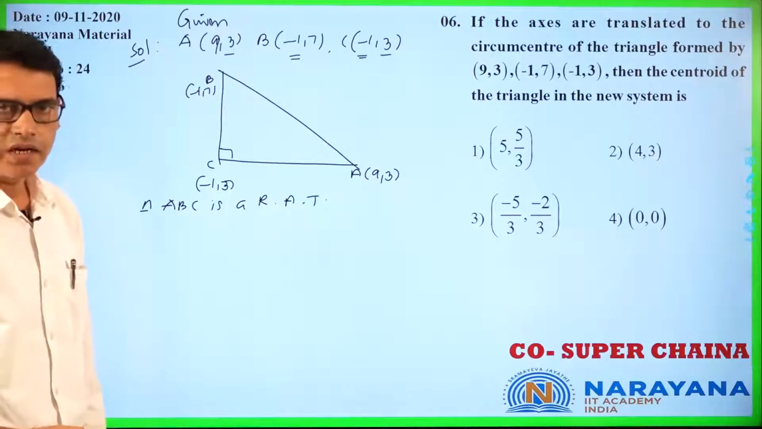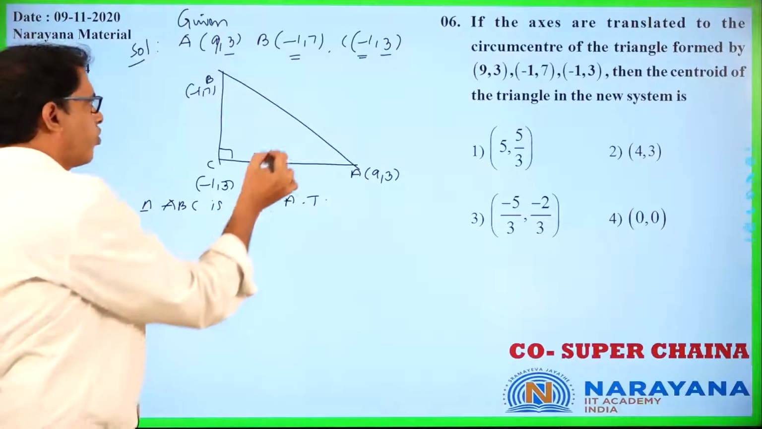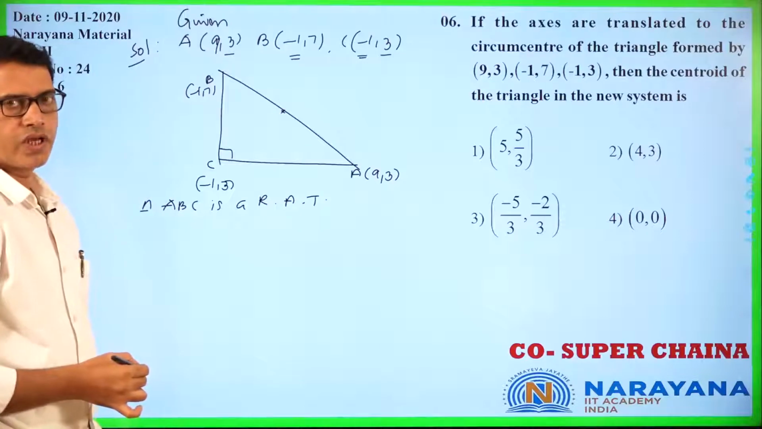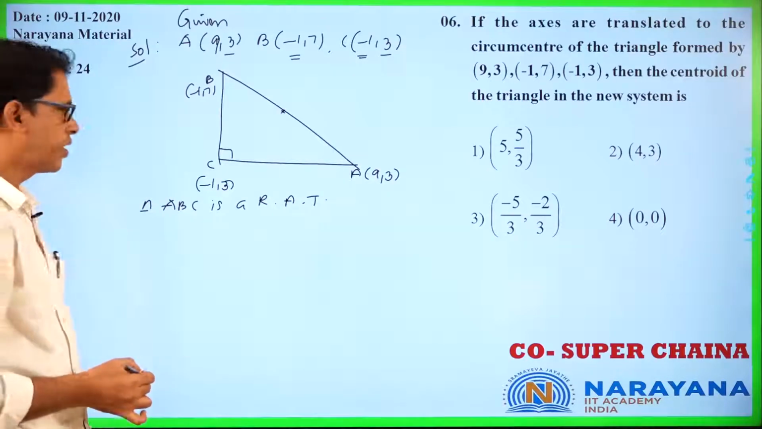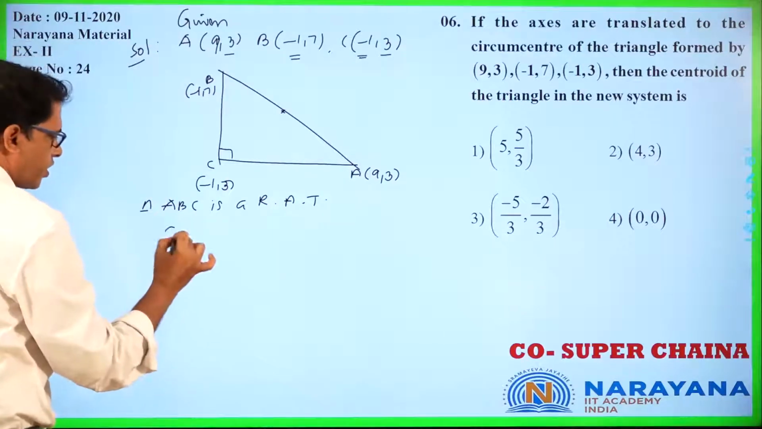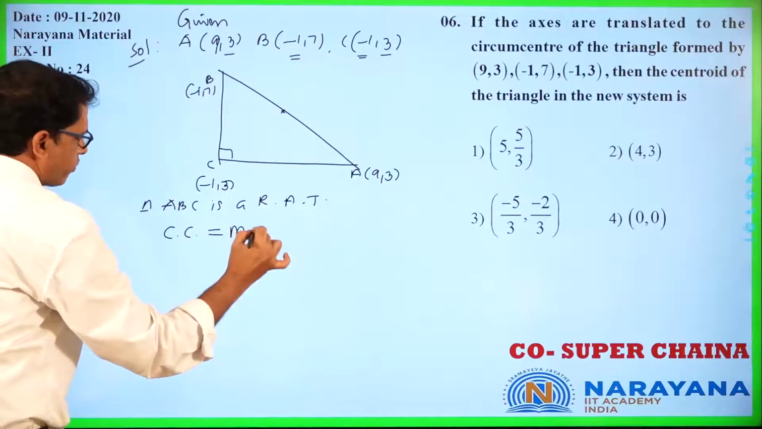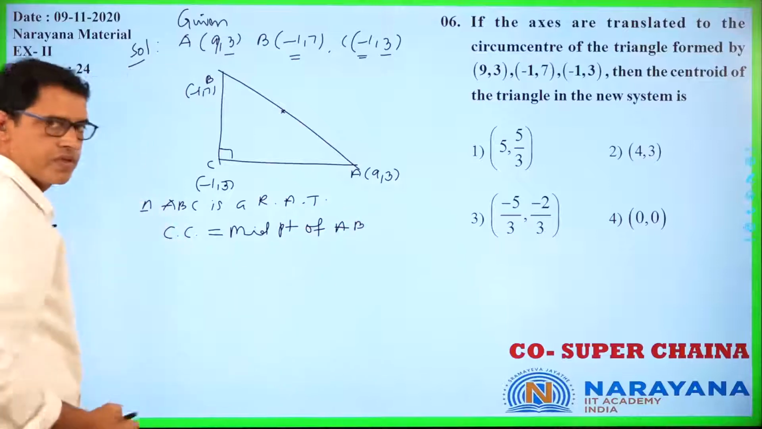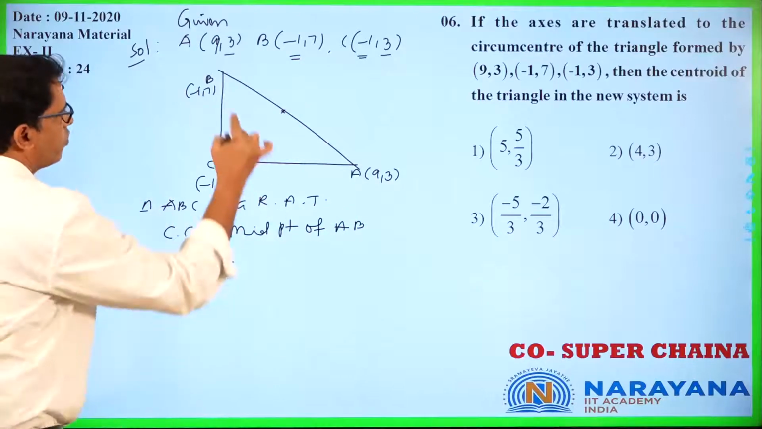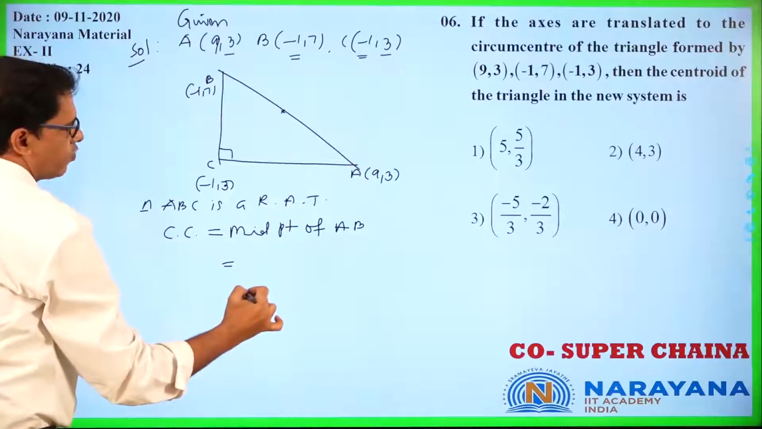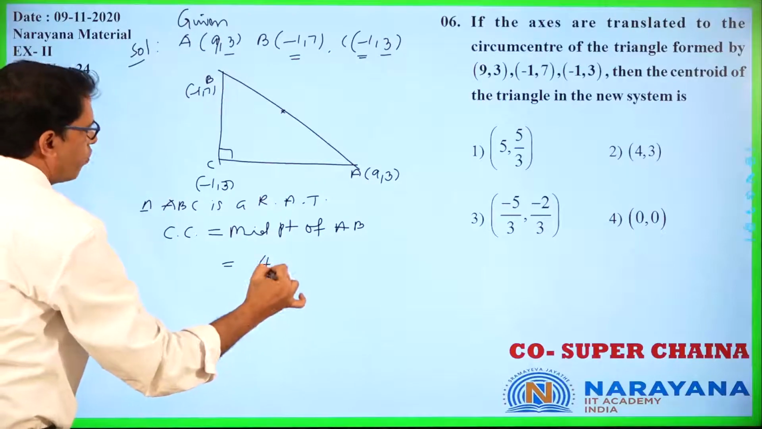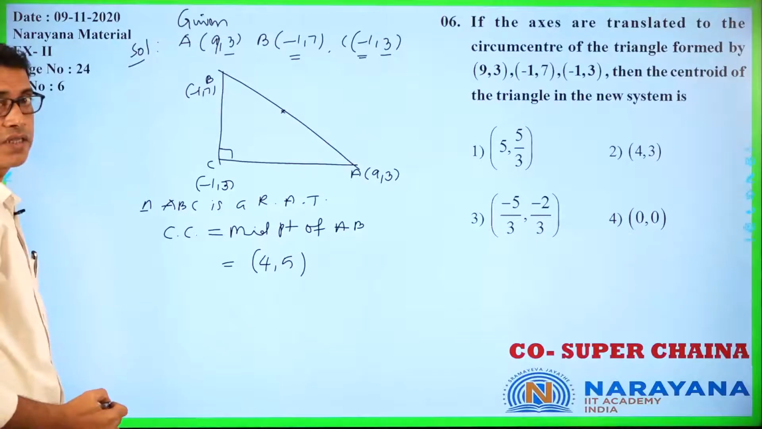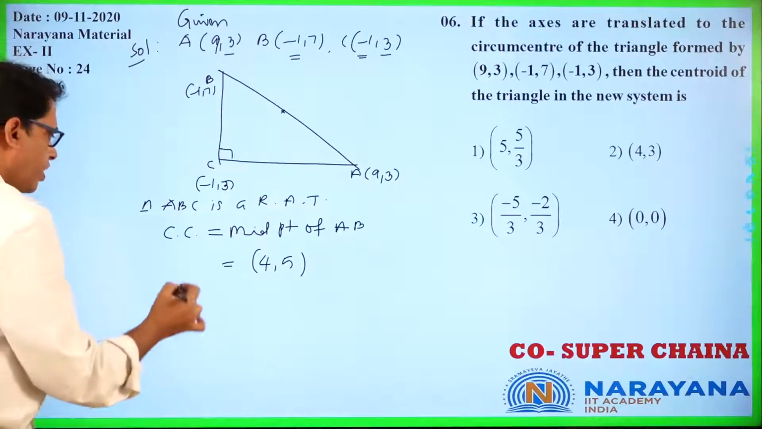In a right angle triangle, the midpoint of the hypotenuse is the circumcenter. So the circumcenter is the midpoint of AB. Minus 1 plus 9 is 8, by 2 is 4, and 7 plus 3 is 10, by 2 is 5. So 4 comma 5 is the translated point. This will be h comma k.